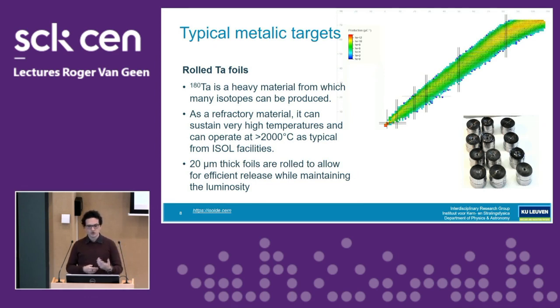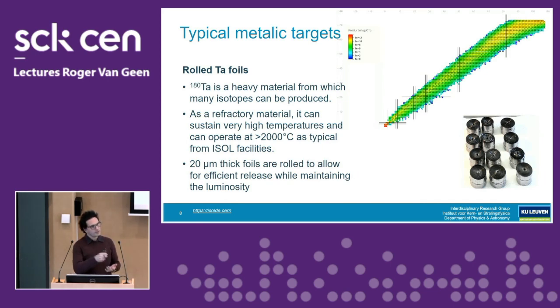You can see also on the top right what can be produced at ISOLDE with 1.4 GeV protons impinging on those tantalum rolls. And you can see you produce already a lot of isotopes. Naturally, they always have to be lighter than your target material. And the rolls you see there are actually made of 20 micrometer thick foils.